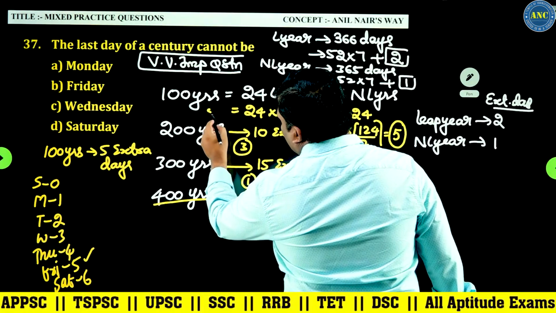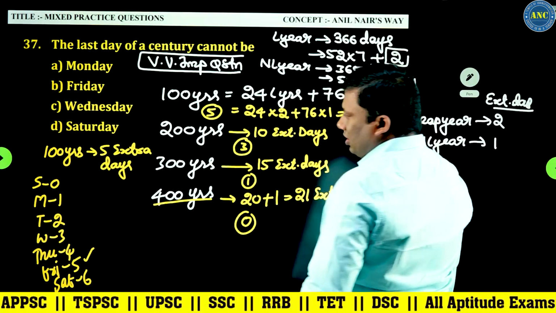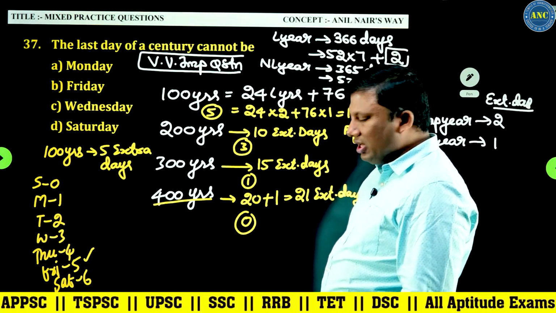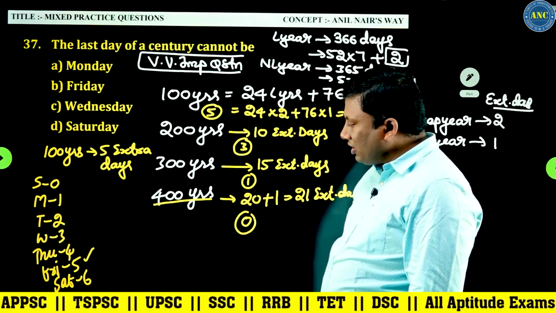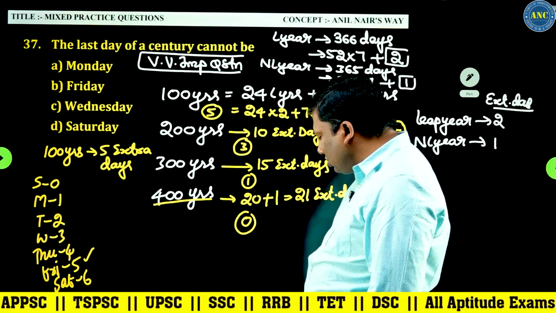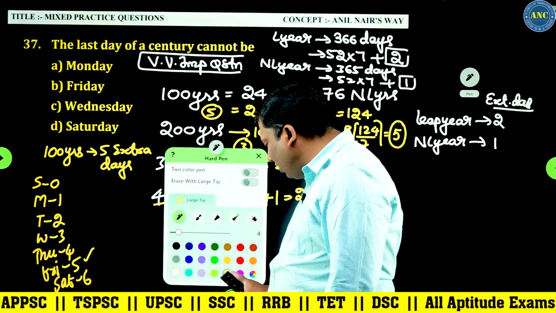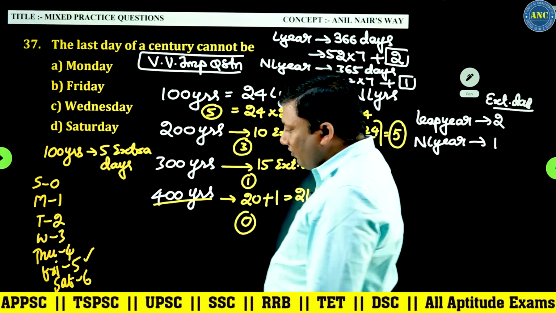That means for 100 years we got 5 extra days. For 200 we got 3 extra days. For 300 we got 1 extra day. For 400 we got 0 extra days. So the codes we got are 5, 3, 1, 0.